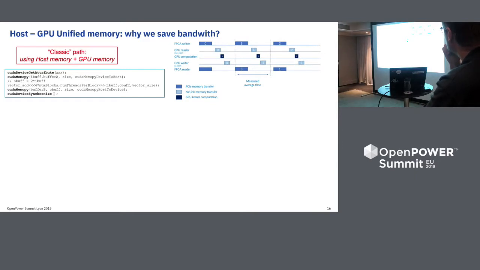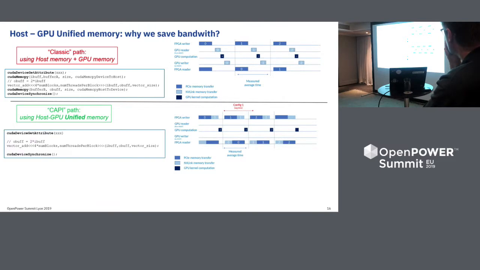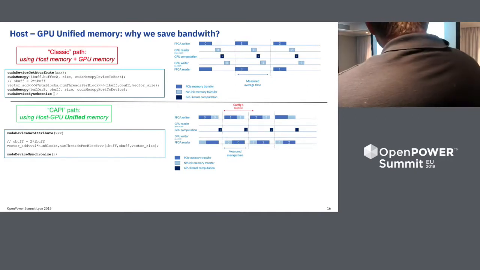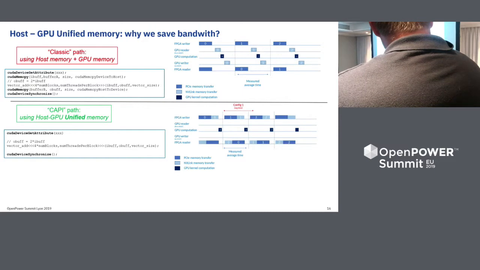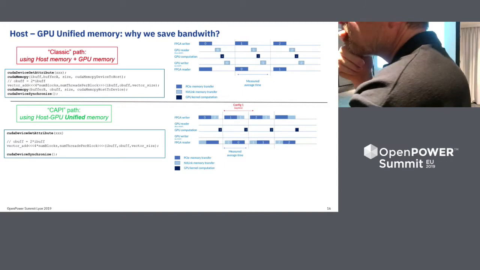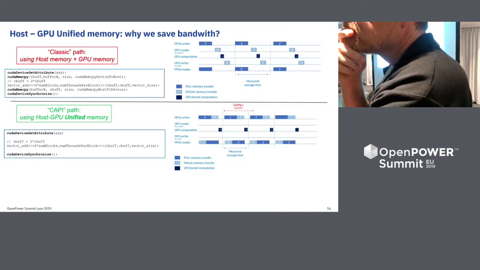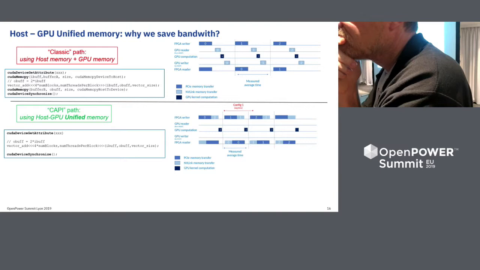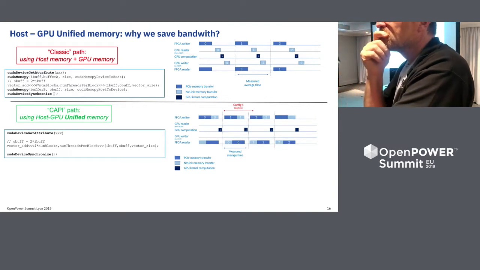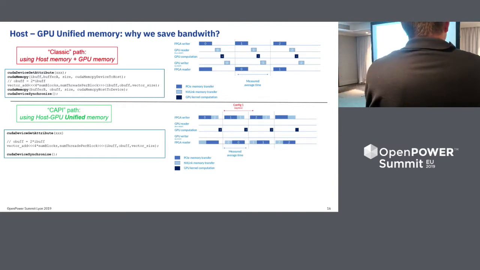So what we did is, we just declared unified memory, and just to show you the difference in the code, we don't need this CUDA memcopy anymore, because when the FPGA writes to the unified memory, it's already in this memory. So we can just call the compute on the GPU. Okay? So we are saving this time, and we are saving all the different associated things.